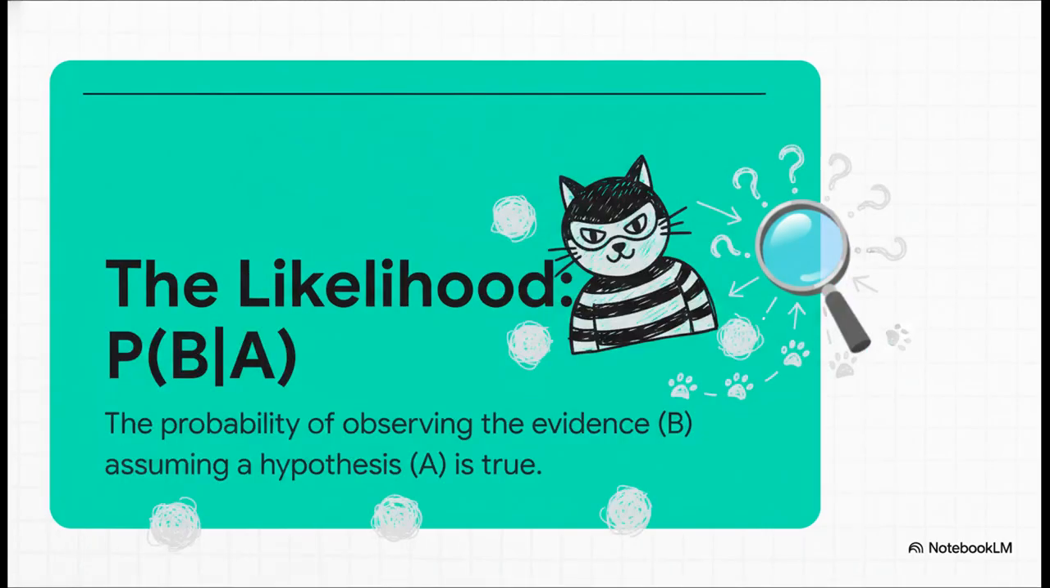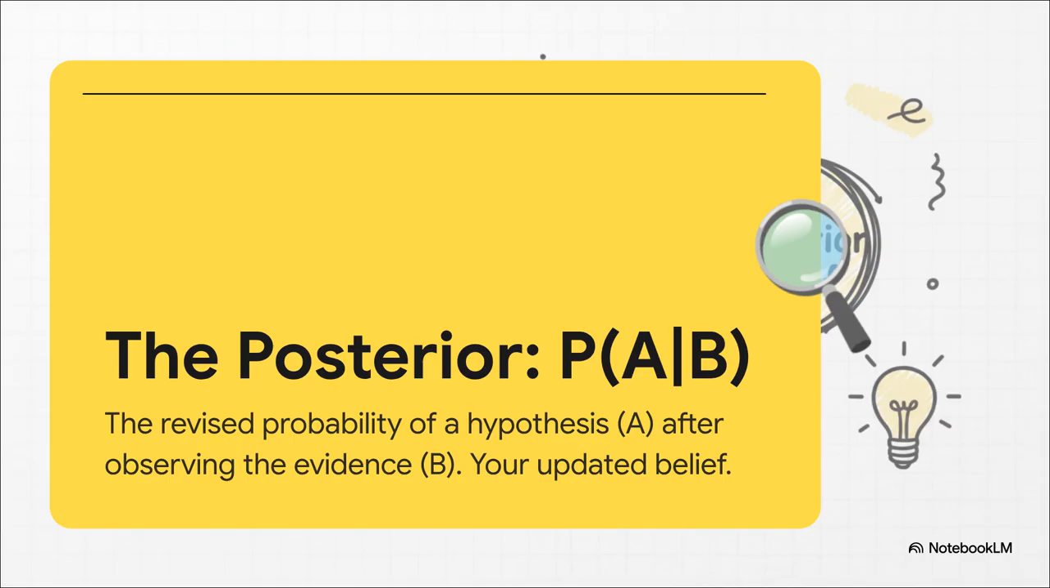Then we find a clue, and that's where the likelihood comes into play. This is all about measuring how well that new clue, the evidence, fits with a particular suspect or a hypothesis. So, if our theory is that the suspect is a notorious cat burglar, how likely is it that we'd find, say, cat hair at the crime scene? That's the likelihood.